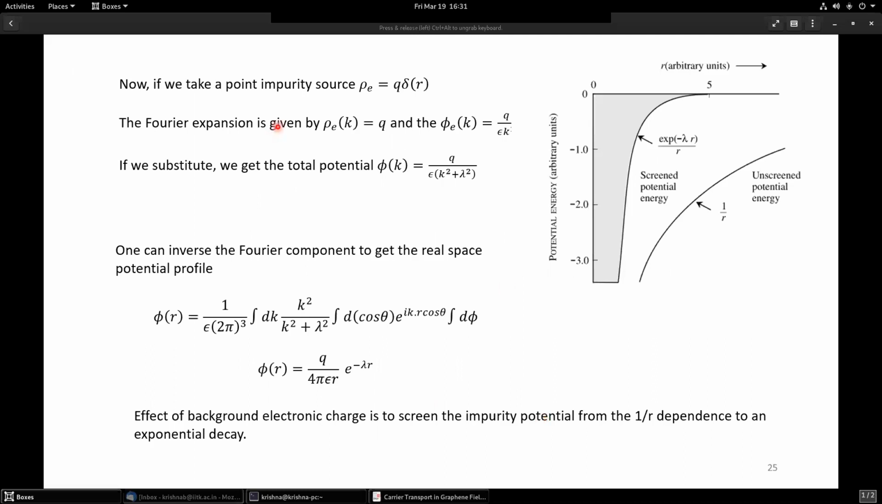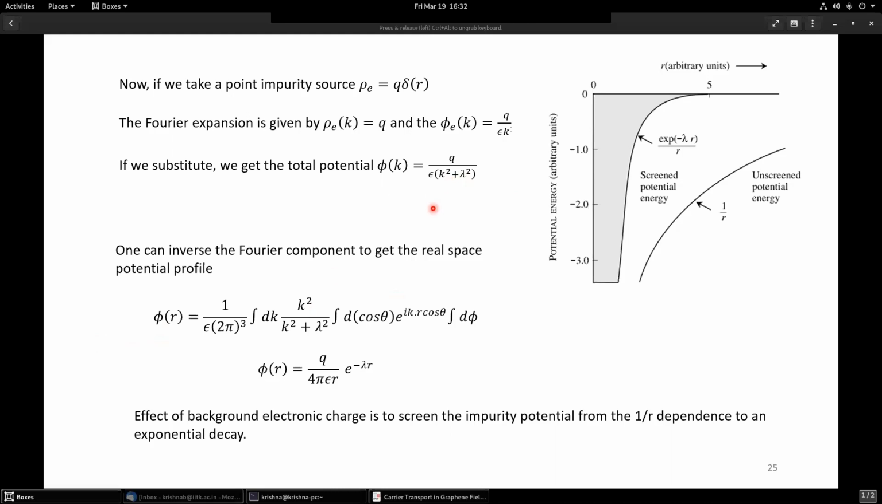Now, if we take an example of a point source instead of a distribution that we saw previously, if we take the external charge density to be a point source, the point source as a Fourier expansion is a constant line, right? So rho_e of k will turn out to be just q, and the potential is q by epsilon k. If we substitute this, the total potential will turn out to be in the Fourier space q by epsilon times k square plus lambda square. This is just a little bit of math, okay? Now one can actually invert this Fourier transform, and then you get the potential in real space.